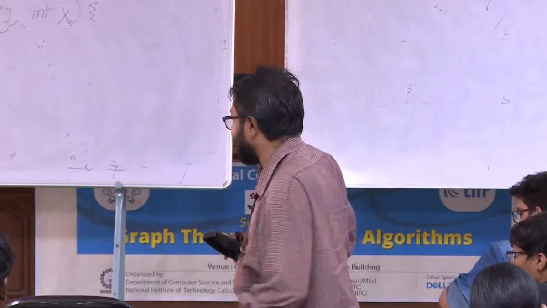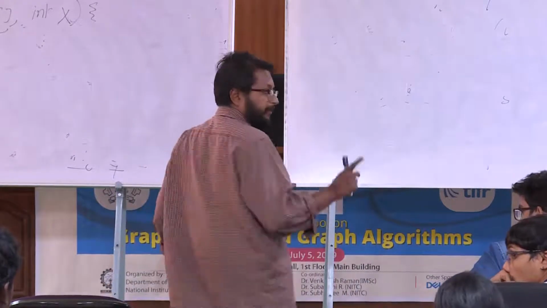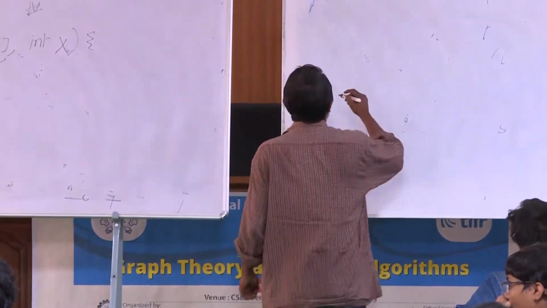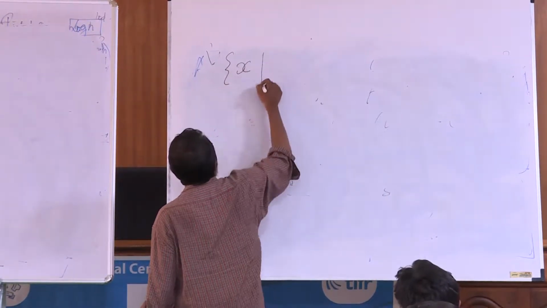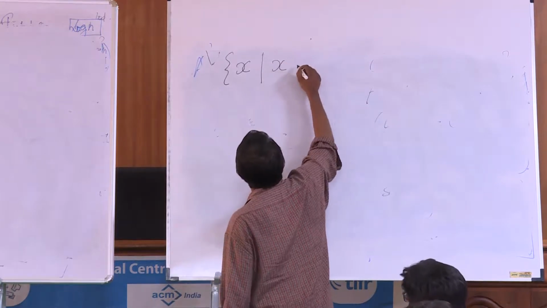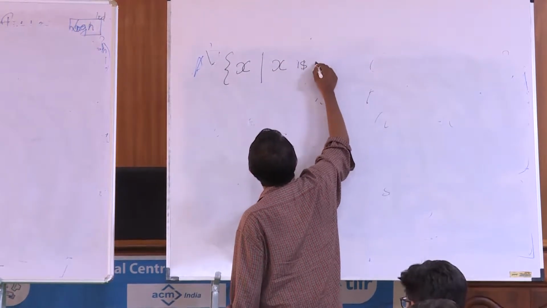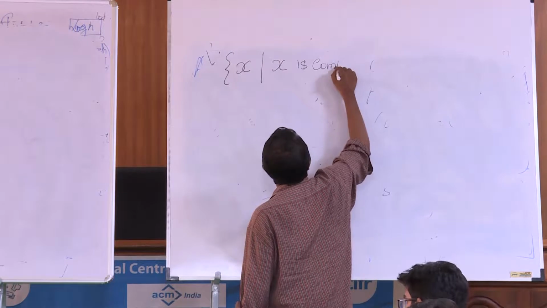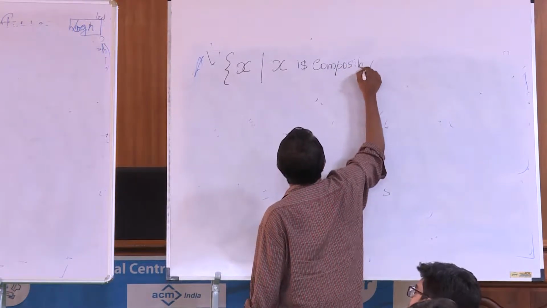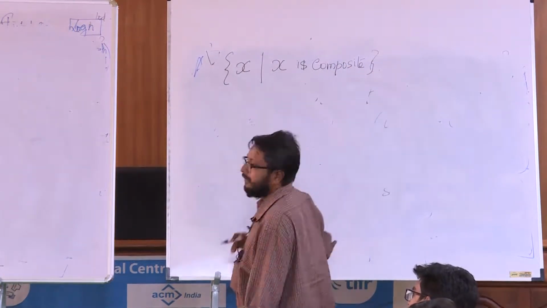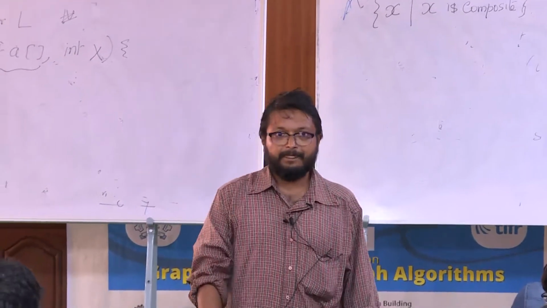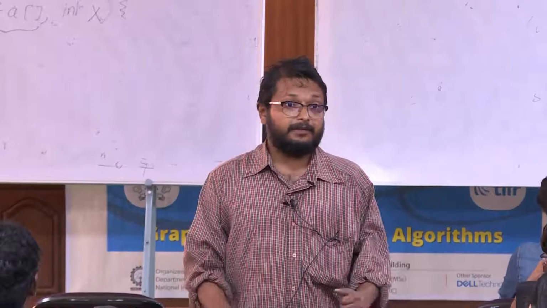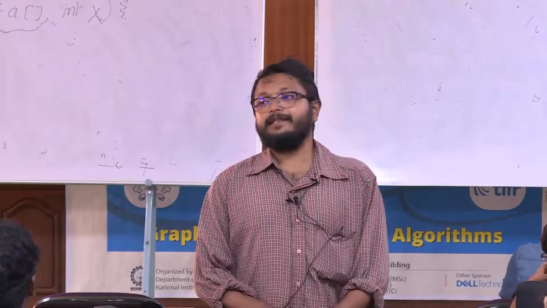So let's take another example which we have been talking about. So given a number, I want to check whether a given number is composite. Can you design a verifier for that?